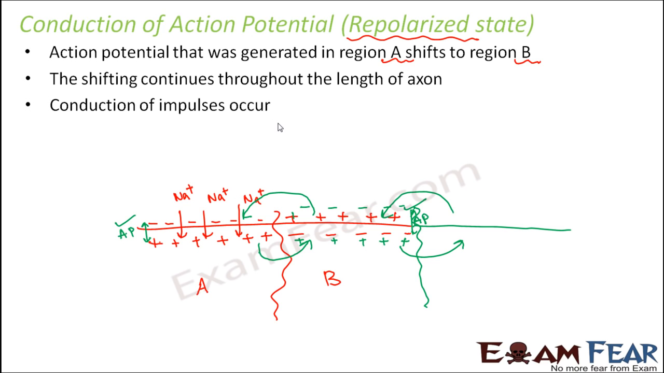One important thing to notice here: we understood how the action potential is shifting from one region to another. But what is happening to the region which is left behind? When the action potential has shifted from A to B, what happens to region A? That is something interesting and important to understand.